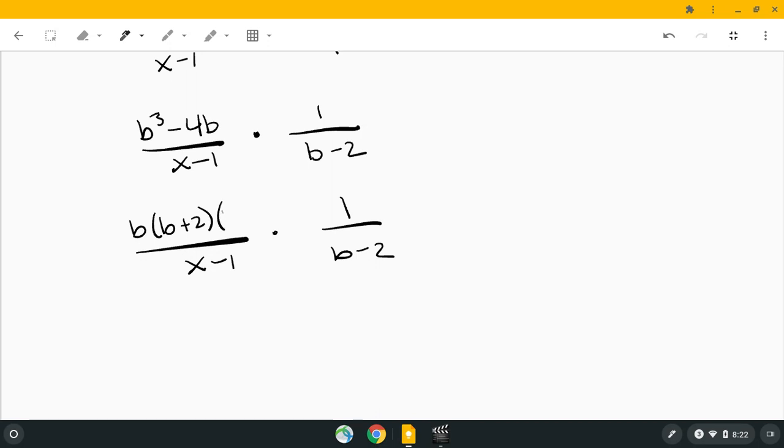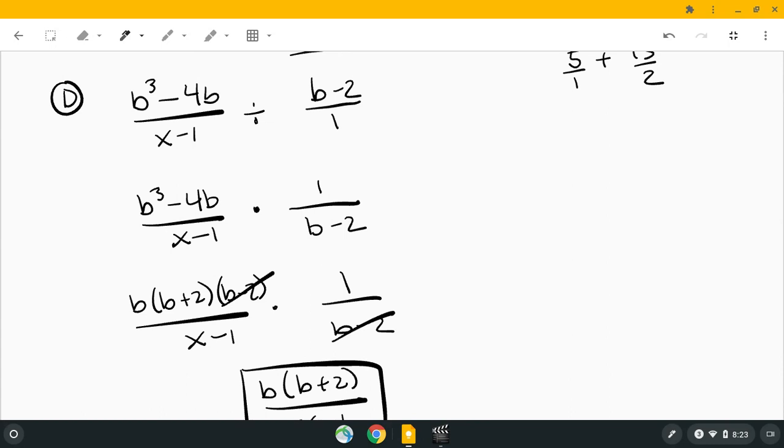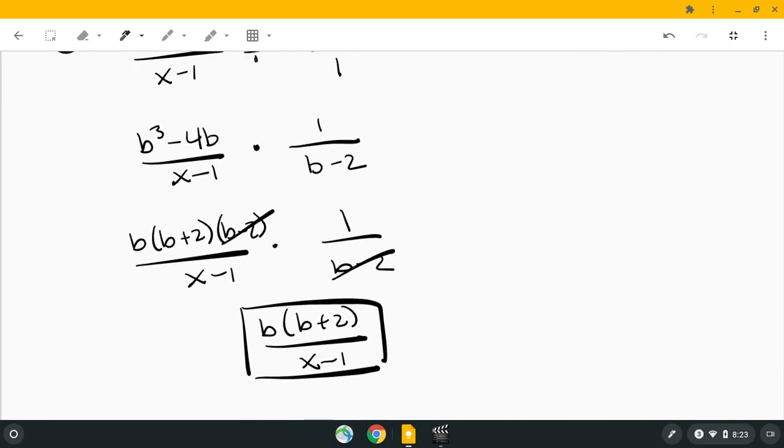B plus 2, b minus 2. All right, so here they cancel out, and unfortunately that's it. Okay, so we have b plus 2 in the numerator, and then x minus 1 in the denominator. Okay? All right, so just be careful right here. When you don't see a fraction, you can always put it over 1. Okay? All right, let's do one more example here.